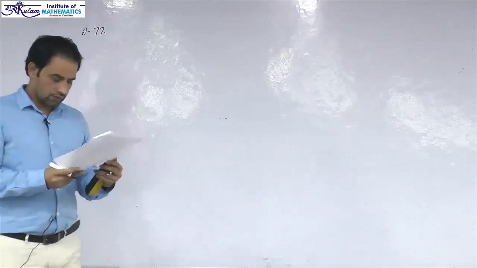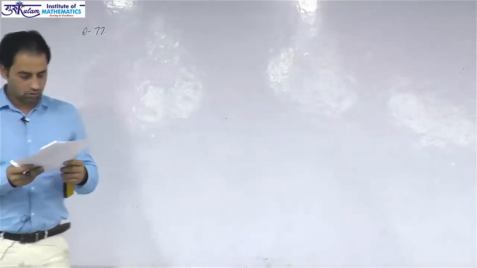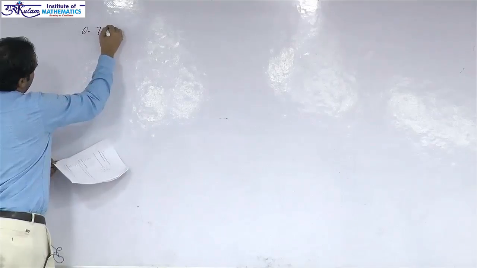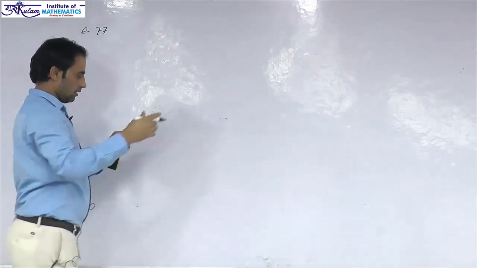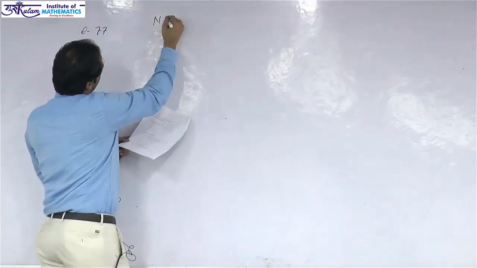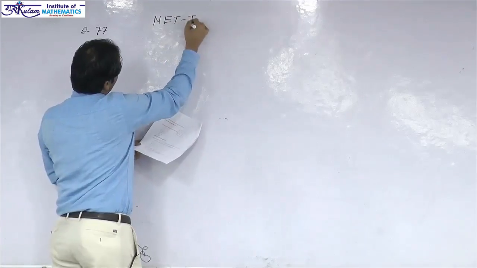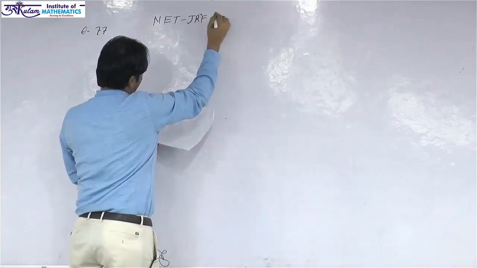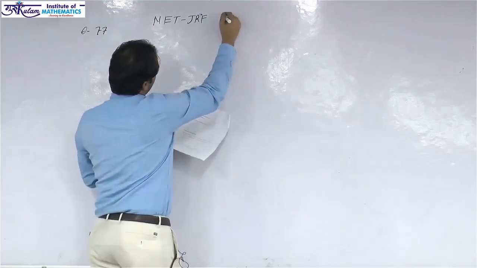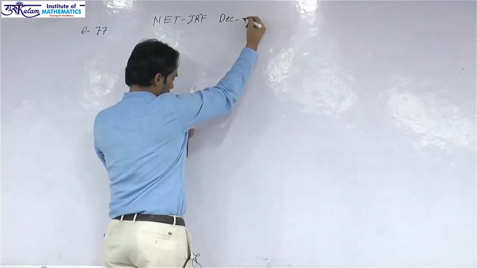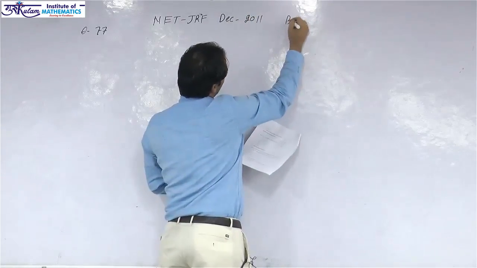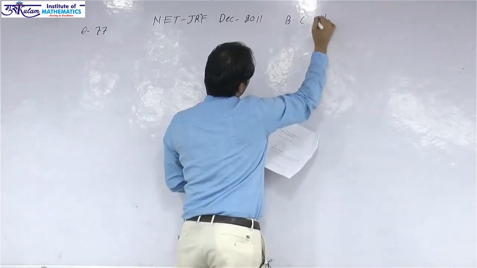So let's start with another question. This is question number 77, and the exam is again NET JRF, December 2011, and again booklet code is E.